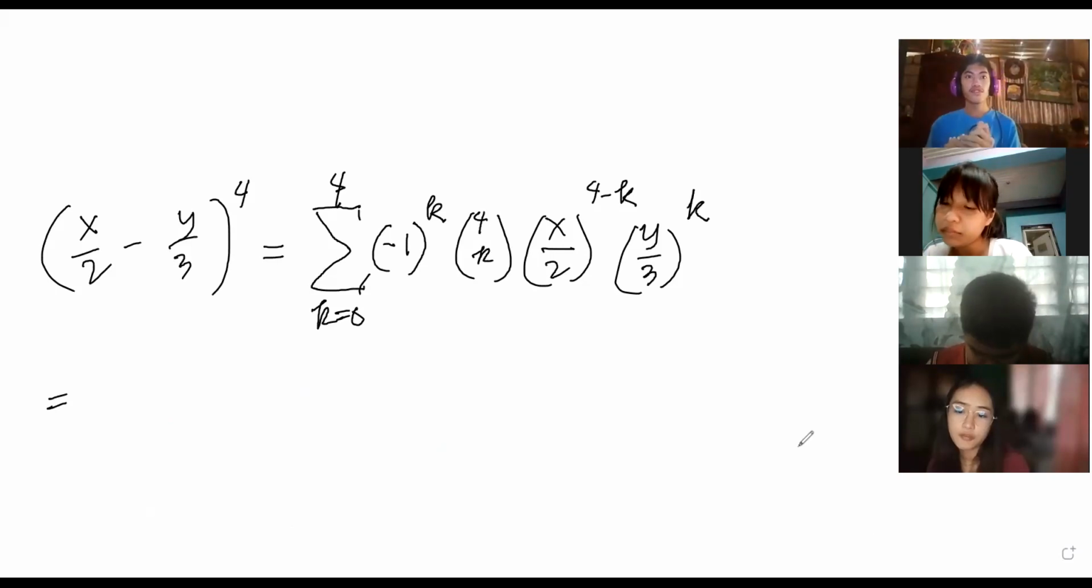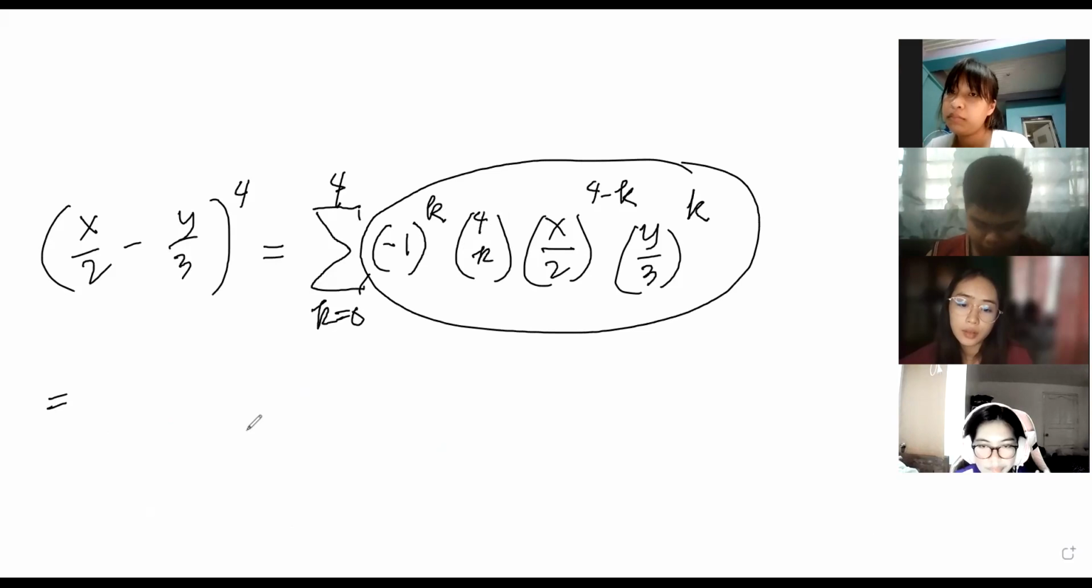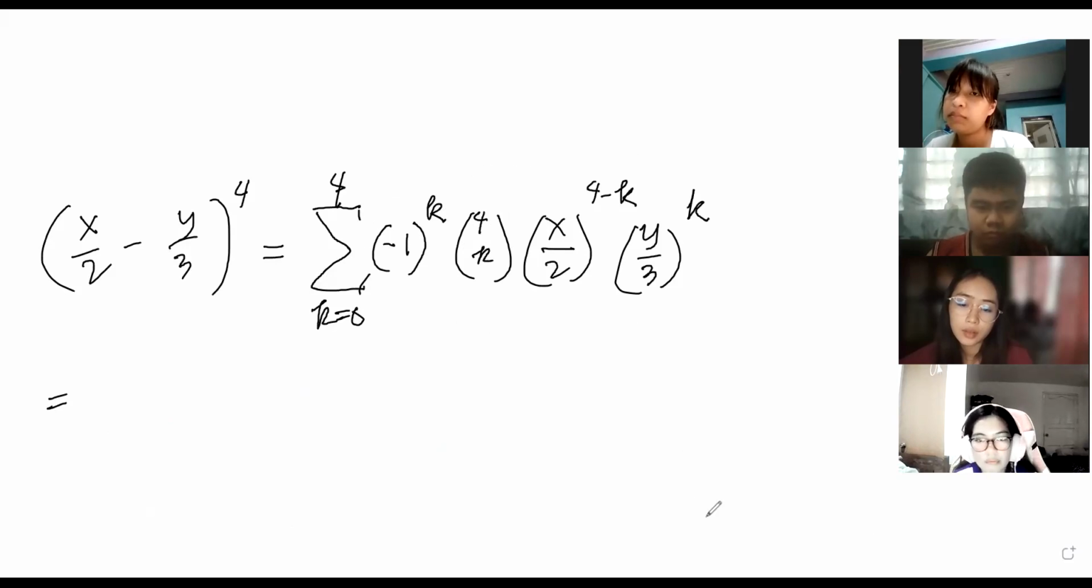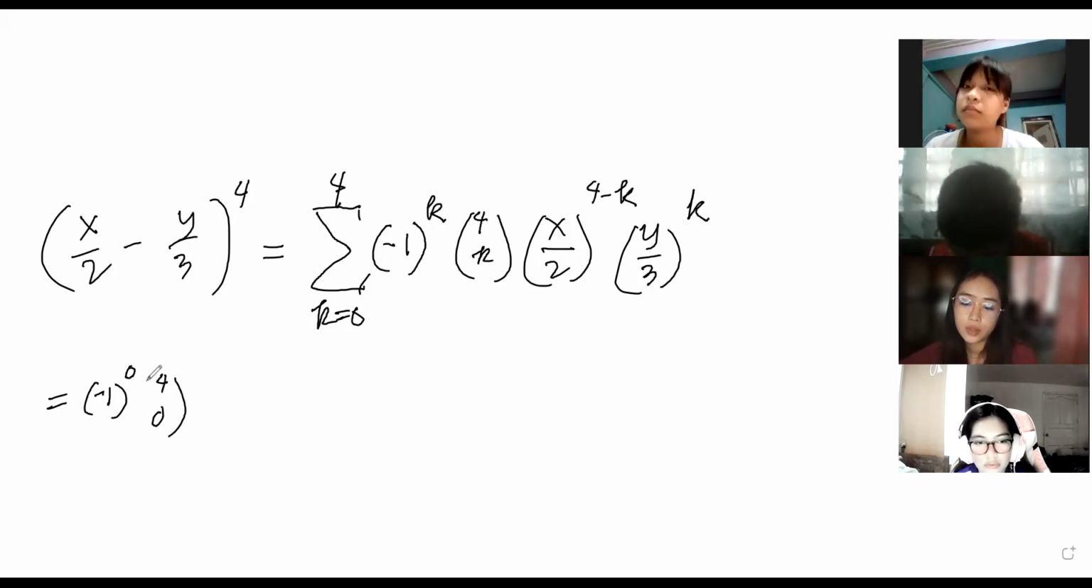Answer. 4 over 2. Like quantity of 4 over 2. Kani nga forma, ilisdan lang tanang k into 0. Yes, sir. Sige, ang say forma. Ang say answer. Negative 1 to the power of 0. Good. Times 4 taken 0. Very good. Next. Times 4, sir.